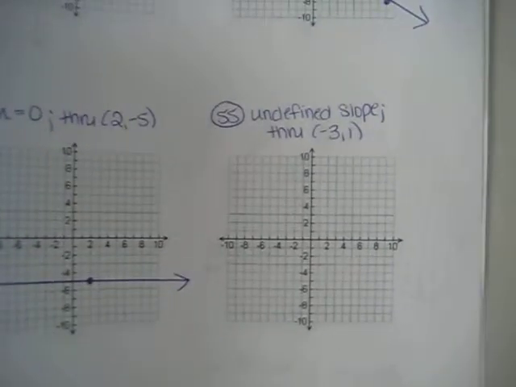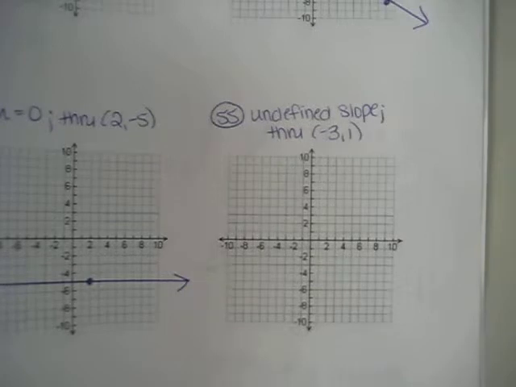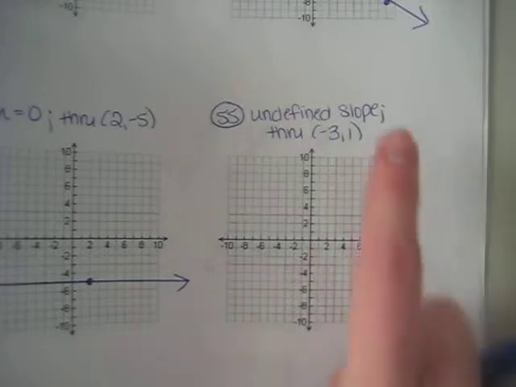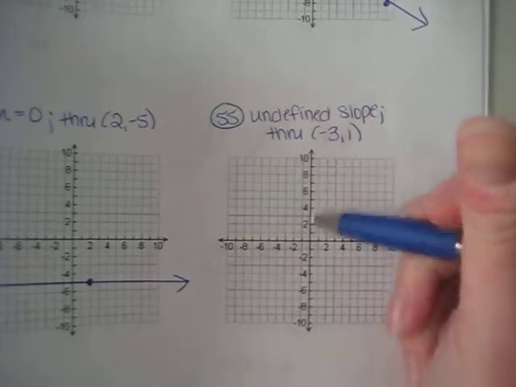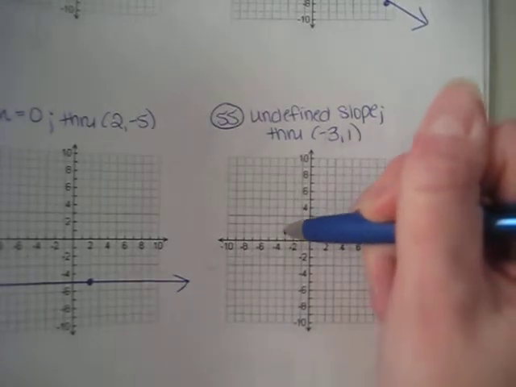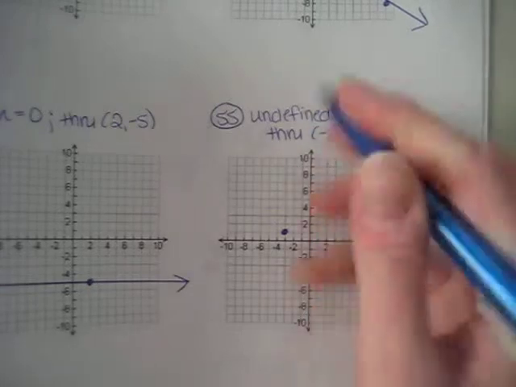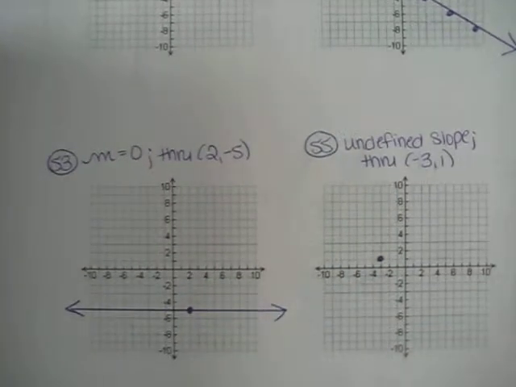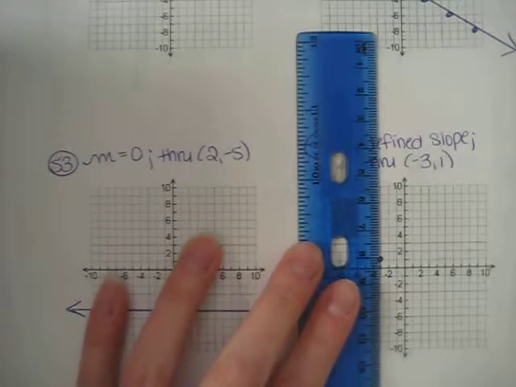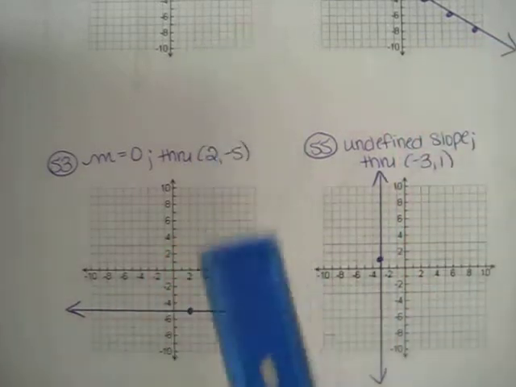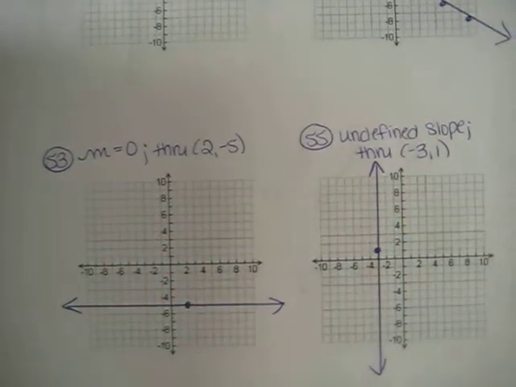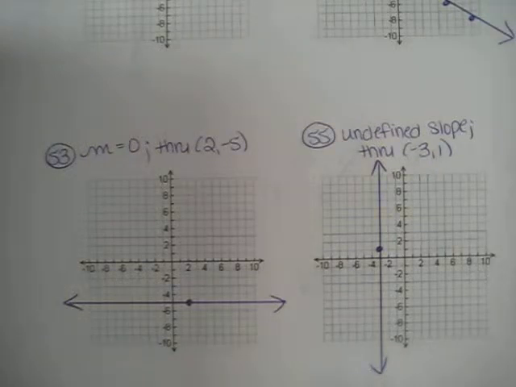And our last one, number 55, and this is on page 185, I have an undefined slope going through -3, 1. Now, undefined slope is a vertical line going up and down. So I go to -3, +1, and we're going to go up and down through that point. So I take my straight edge, put it right up and down through that point, and draw a line, and there we go. Okay, so that is objective number 3, graphing a line given its slope and a point on the line.